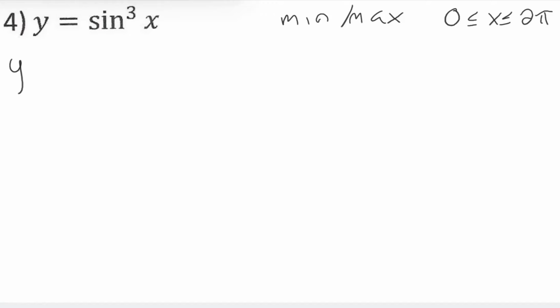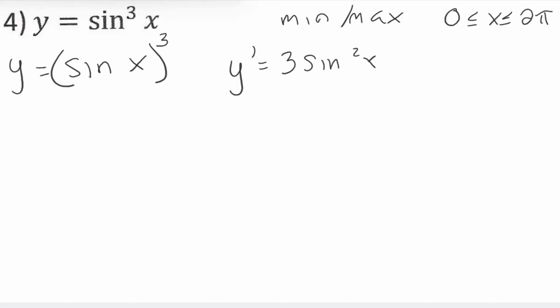All right, so we just have to find y prime. So this one, remember, is the same thing as saying sine x to the third power. So we have to do the chain rule for this one. So I have 3 sine squared x, and then the derivative of sine x is cosine x.